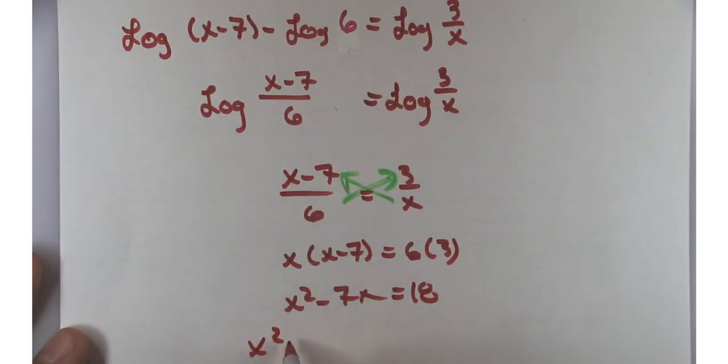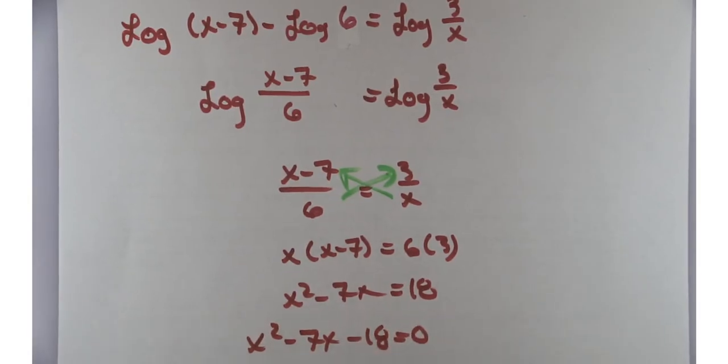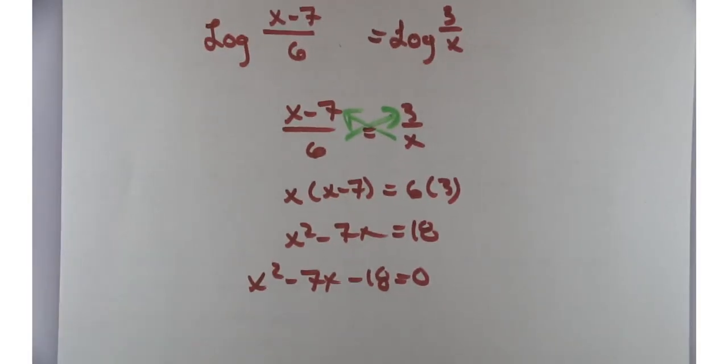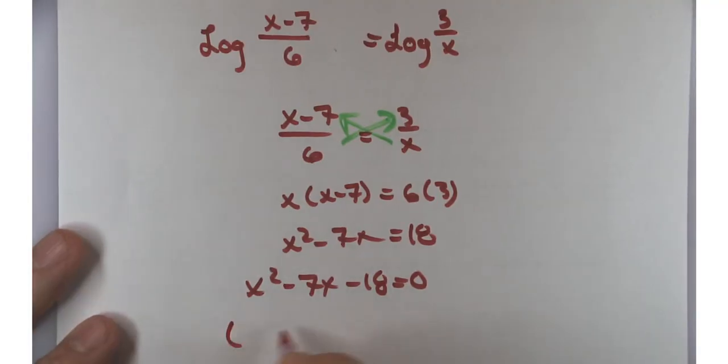x squared minus 7x minus 18 equals 0. Factoring works when you have a 0 on one side. When you have something times something equals 0, that's when you can kind of divide and conquer. That's when you know that at least one of these has to be 0.